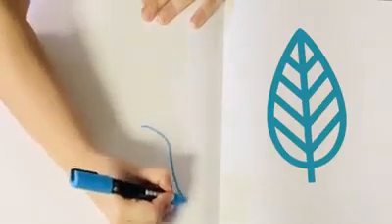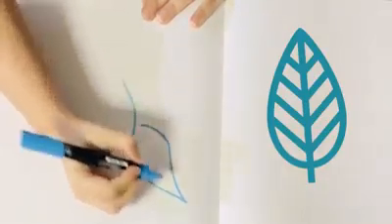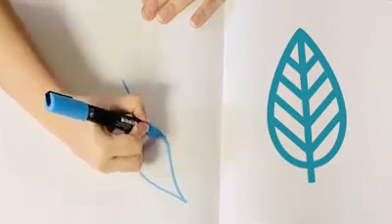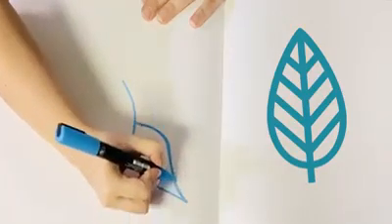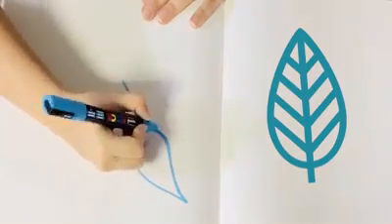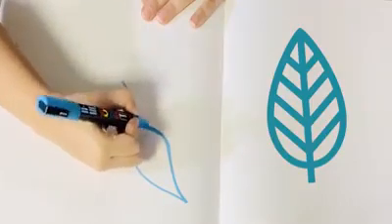Number 1 was nature lover. So the symbol I'm choosing for nature lover is a leaf. The color I chose was blue because maybe the blue means the sky and the leaf means nature.